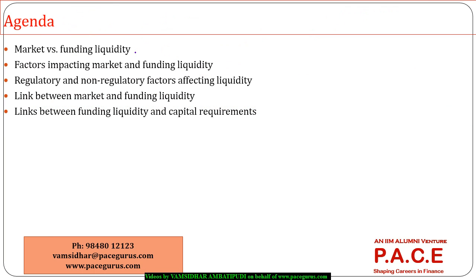So as a part of the aim statement, these are some of the important things that we are going to discuss today. I want to differentiate between what is market liquidity and funding liquidity. How do I really differentiate between the two? What are the various factors that are impacting the market liquidity as well as funding liquidity? Here we want to differentiate between the regulatory aspects versus the non-regulatory aspects which are impacting the liquidity. So liquidity is the main concern of this particular article.